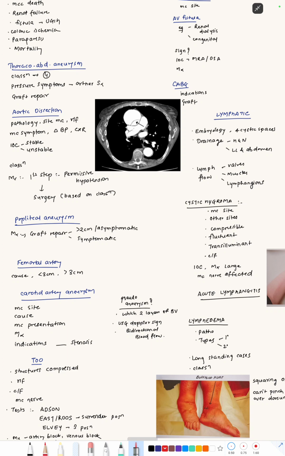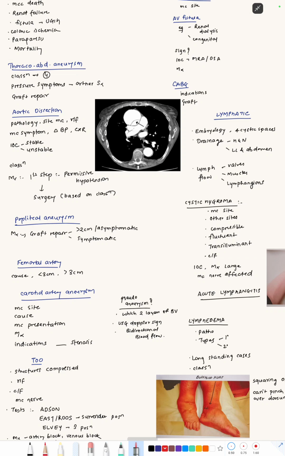Then the most common peripheral vessel that is getting involved is the popliteal aneurysm. Popliteal aneurysm comes as a swelling at the back of the knee. Management is graft repair. It is done in symptomatic patients, or asymptomatic patients where the size is more than 2 centimeter, 2 to 3 centimeter. Femoral artery, the cause for femoral artery aneurysm here is iatrogenic because of cannula insertion or because of central line insertion. If it is less than 3 centimeter in size, then thrombin injection is given. If more than 3 centimeter, then surgical graft repair is done.